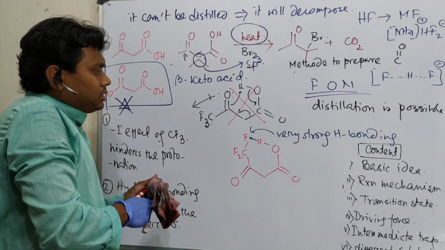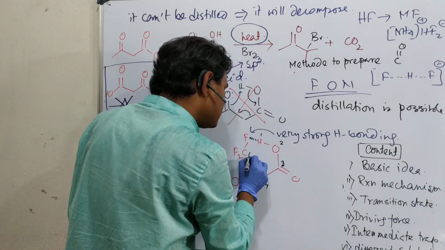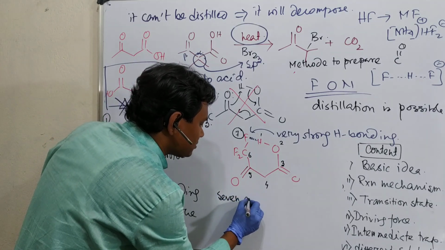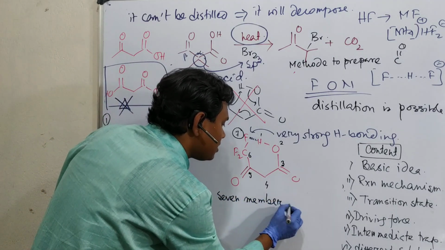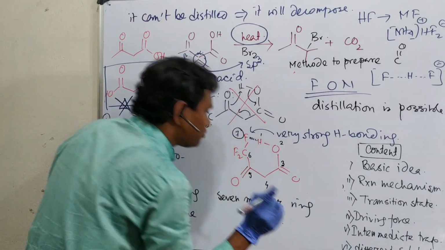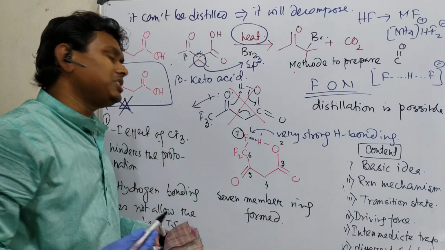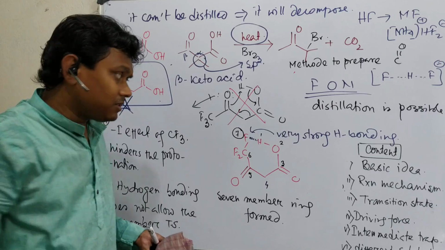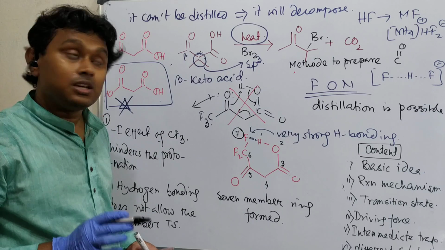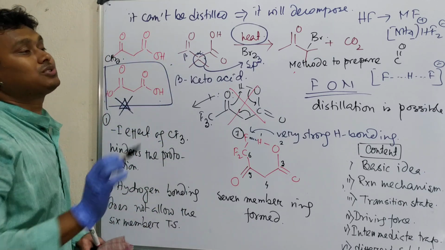Why? See, let's count: 1, 2, 3, 4, 5, 6, 7. So it's a 7-member hydrogen bonding. A 7-member ring is formed because of hydrogen bonding. So what is the advantage of this? If a 7-member ring is formed because of hydrogen bonding, a 7-member ring is stable. It's not very unstable. So it can form, and this is the reason that it doesn't undergo decarboxylation very easily, whereas its corresponding CH3 analog undergoes decarboxylation easily.